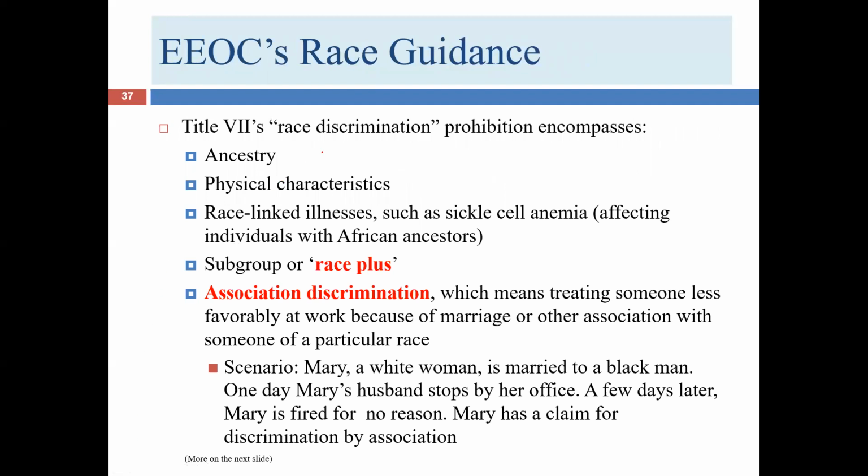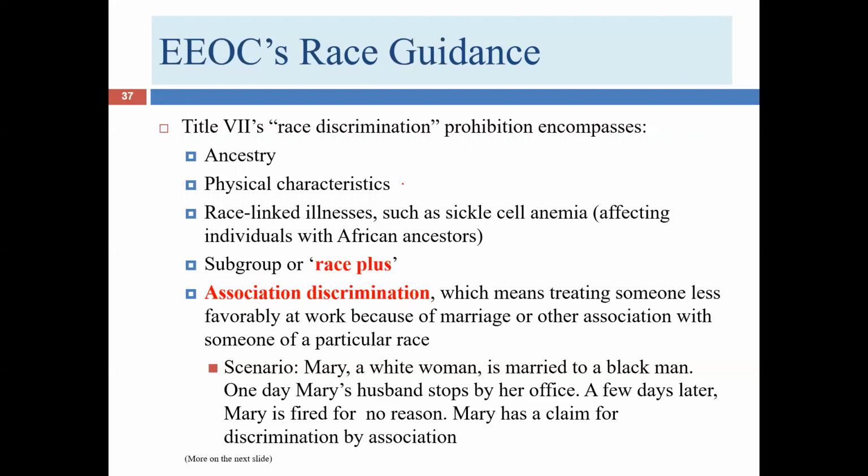So let's consider the things that racial discrimination encompasses. One, it encompasses just the biological reality of who one's ancestors are, the ancestry. It also relates to physical characteristics. This could be skin tone, this could be other characteristics that are oftentimes identified with a particular racial group.